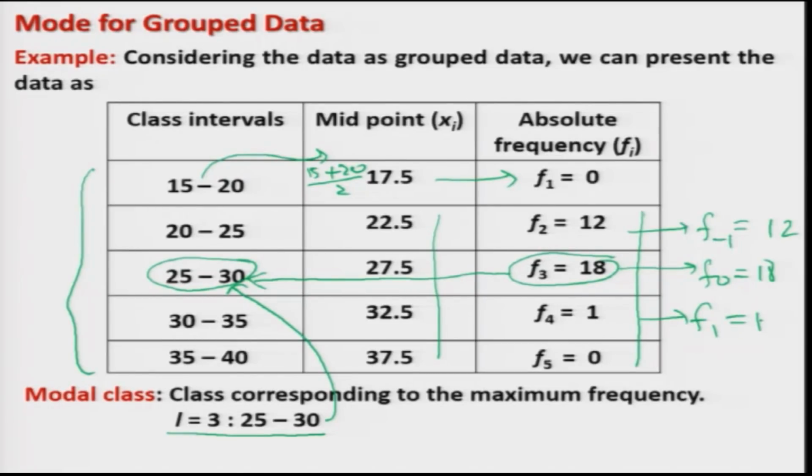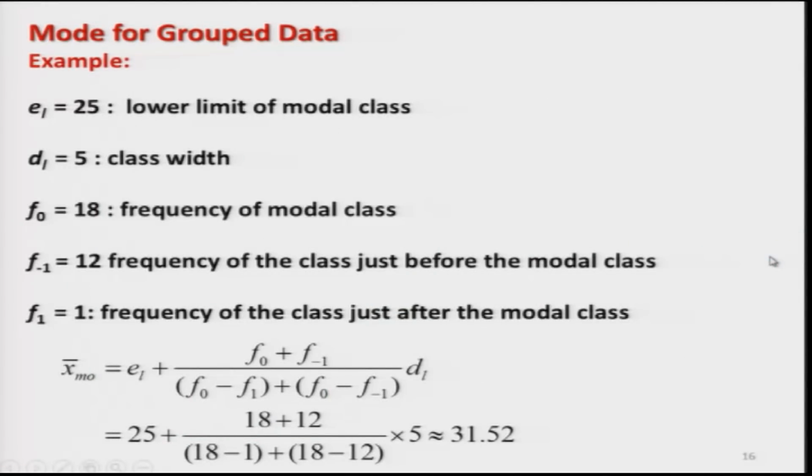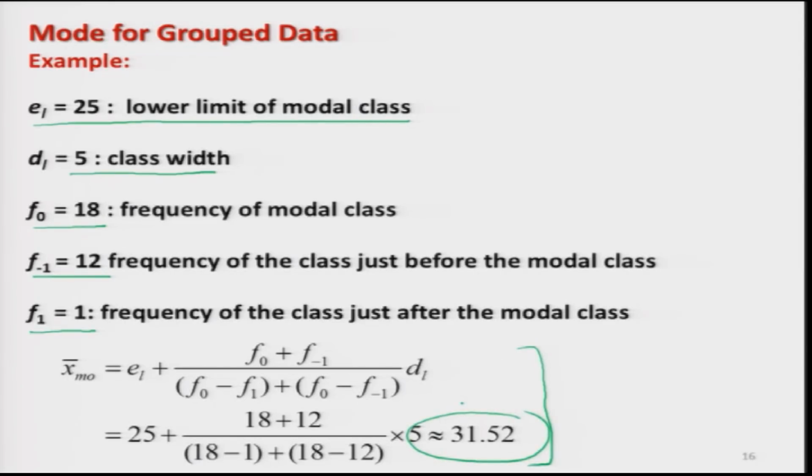So, substituting these values we will try to find out the value of the mode from the given expression. You can see here that L is the lower limit of the modal class, which is 25, the width of the class is 5, and these are the frequencies: the modal class frequency f0, the frequency of the class just before the modal class as 12, and the frequency of the class just after the modal class as 1. And if you try to substitute all these values over here, you get the value 31.52.